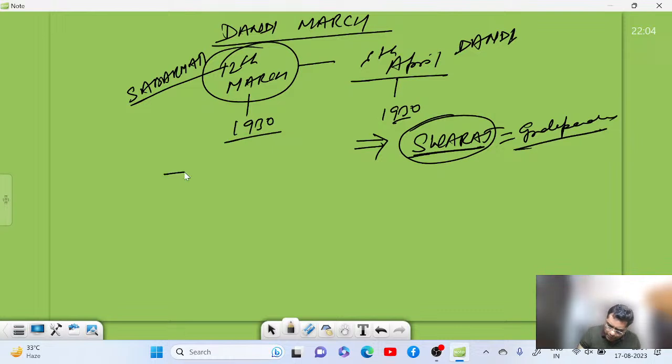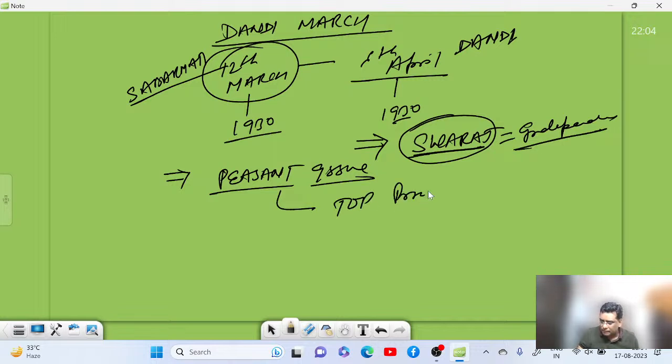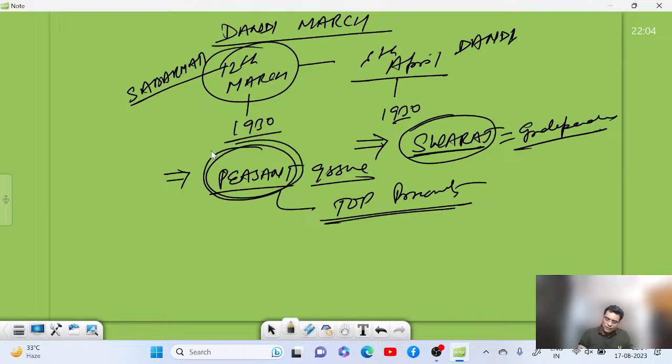So in the civil disobedience movement, the peasant issue was, as usual, given top priority, without any restrictions on its uses. And then we have the salt satyagraha in the coastal region and forest satyagraha, as in the non-cooperation movement as well.